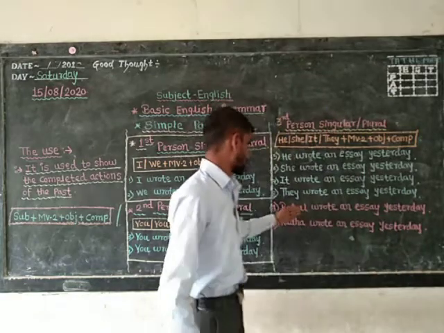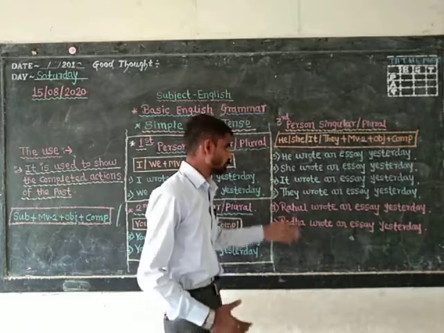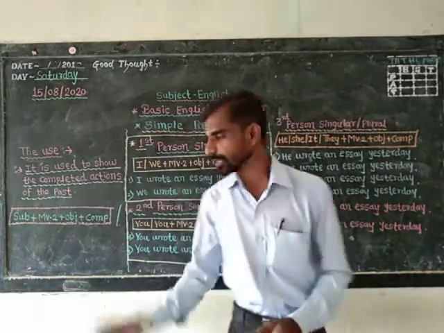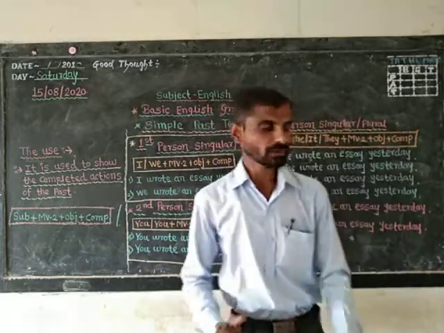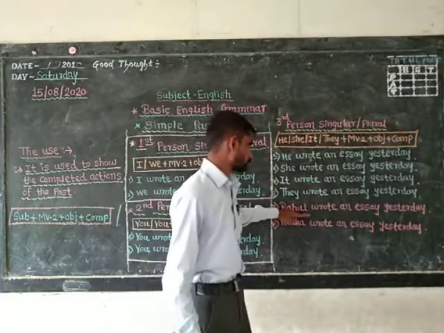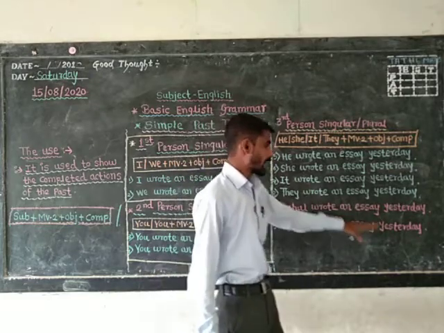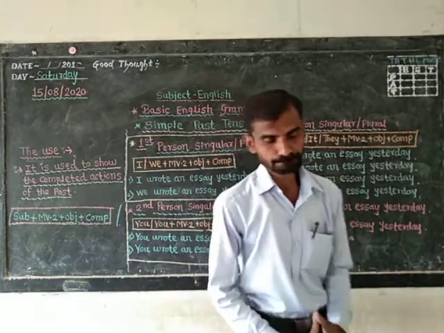Now once again think about the third person singular, that is naming words or the nouns, isn't it? Two names we have taken here. First is Rahul, second is Radha. And how to apply our formula of simple past tense in front of these two subjects? The example is Rahul wrote an essay yesterday and Radha wrote an essay yesterday, isn't it?